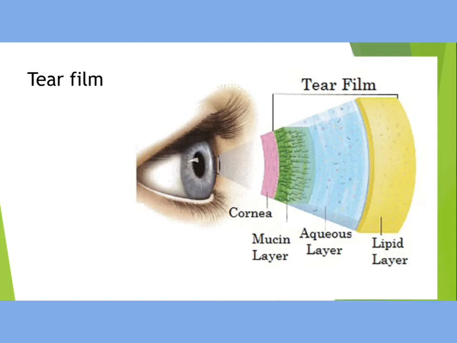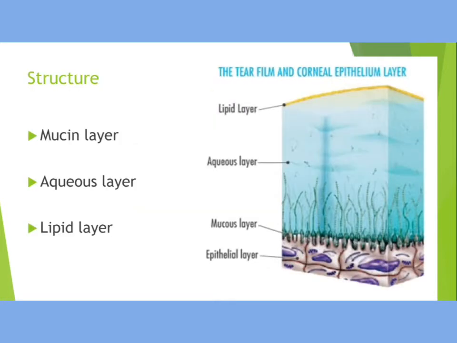So tear film has three components. One is the mucin layer, another is the aqueous layer, and the outermost is the lipid layer. Okay, so let's discuss one by one, each layer separately. Now, first of all, the innermost layer of the tear film is the mucin layer or mucus layer. Its thickness is 0.2 micrometer, and it consists of mucin which is secreted by conjunctival goblet cells and glands of Manz.